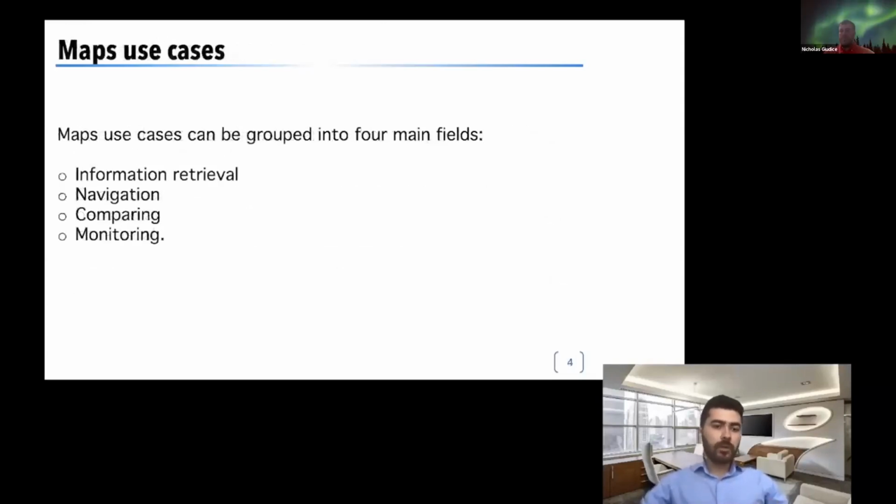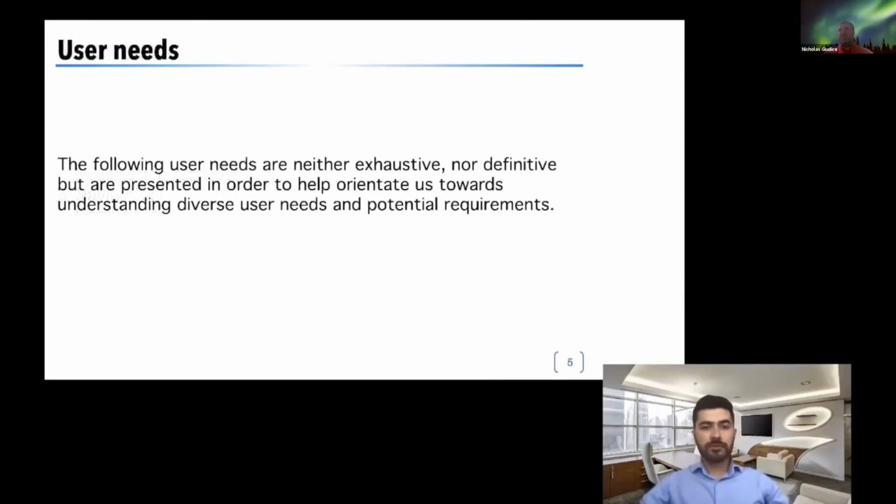We have grouped all these use cases and requirements into 4 main fields regarding use cases for maps: information retrieval, navigation, comparing, and monitoring. And we are going to start from the first one. But first of all, we'd like to state that the following user needs are neither exhaustive nor definitive. They represent a starting point to begin to orientate towards user needs and potential requirements. So it's a way to start to think about accessibility for a map object for the web.